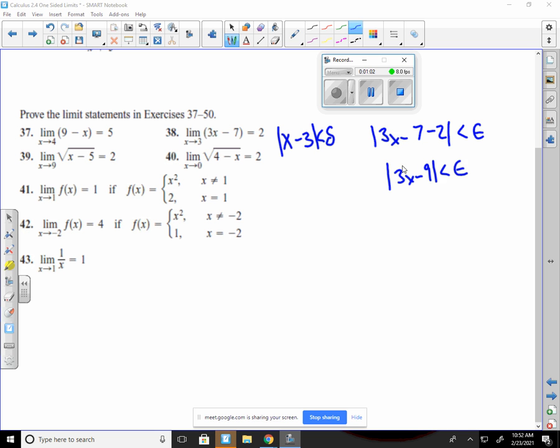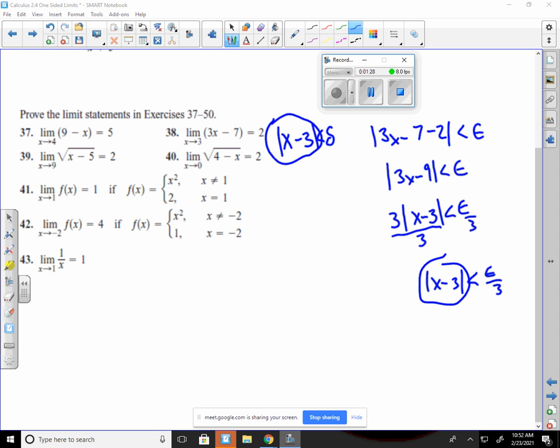Well, I can factor a 3 out of both of these, so that's what I'm going to do. I'm going to factor a 3 out. That gives me 3 times the absolute value of x minus 3 is less than epsilon. I still have the 3 out in front, so I divide by 3, divide by 3. Absolute value of x minus 3 is less than epsilon over 3. This is now the same as this, so I know my delta is equal to epsilon over 3.